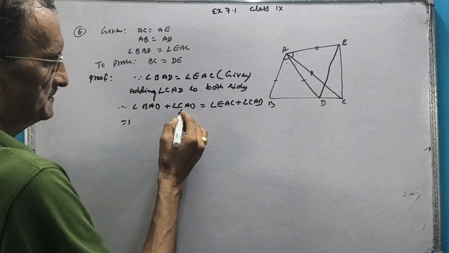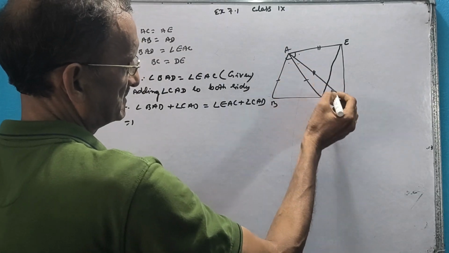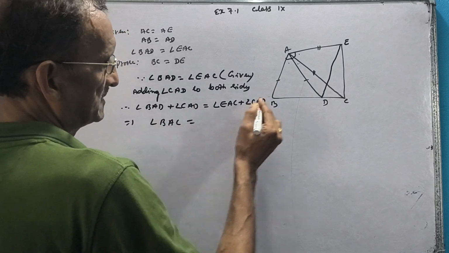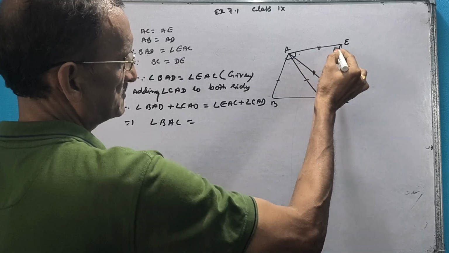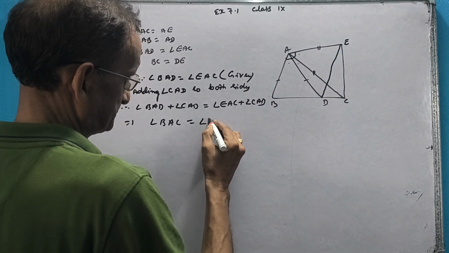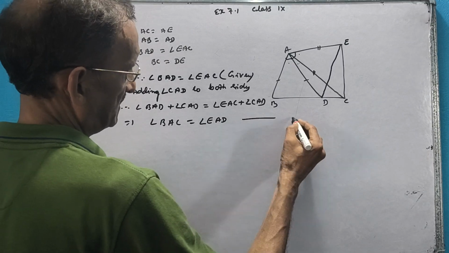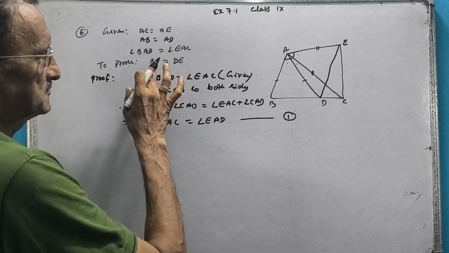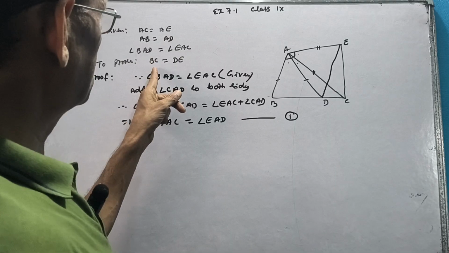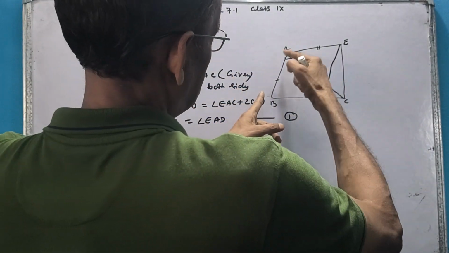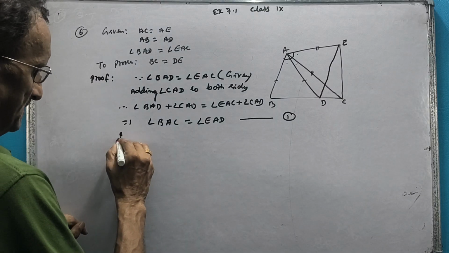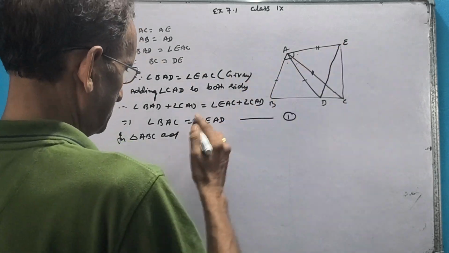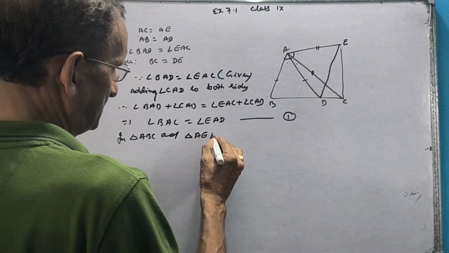When we add BAD plus CAD, what do we get? Angle BAC. And EAC plus CAD gives angle EAD. It is not directly given, we need to obtain it. Now our target is to prove BC equal to DE. BC is the side of triangle ABC and DE is the side of triangle AED.